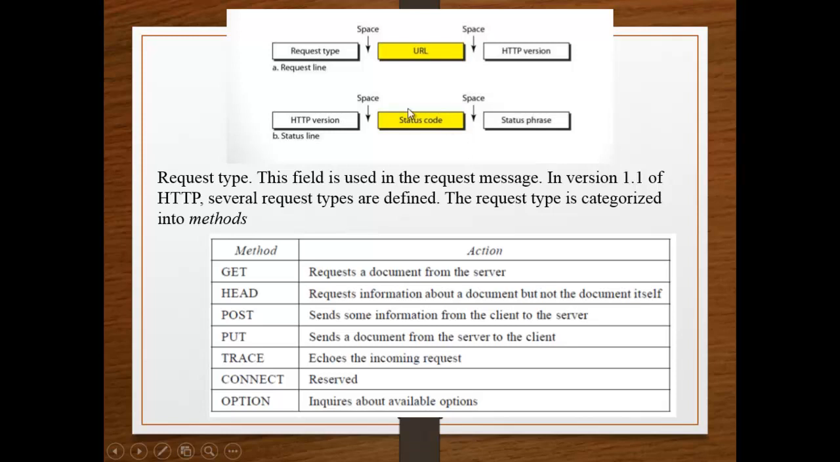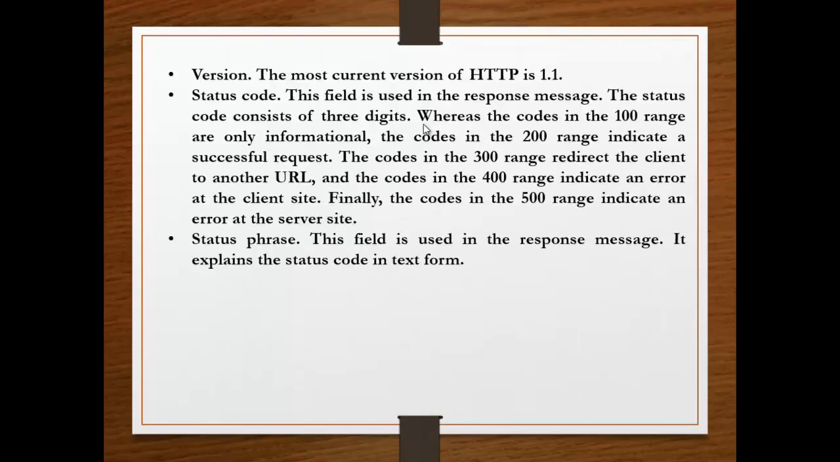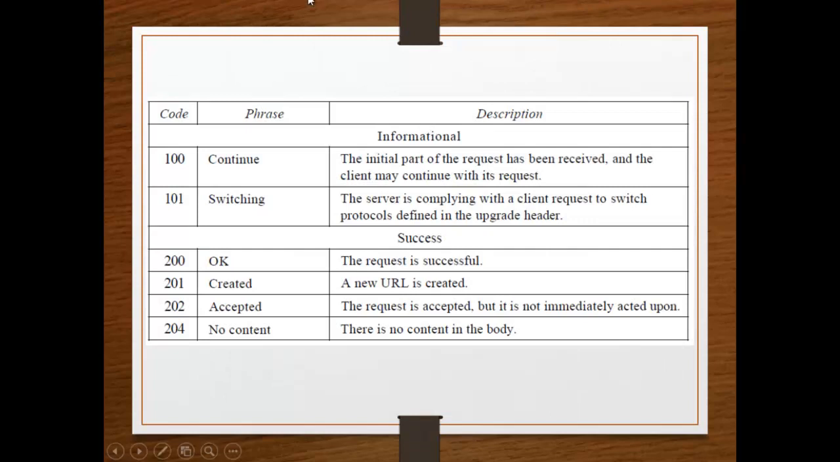There is a relation between status code and status phrase. The status phrase is the information given by the status code by means of a text. The status code is a 3-digit number, similar to your SMTP. These are all the status codes. For every number you have a meaning. The corresponding meaning, the text, is the status phrase, and this is the description. So this is the status code, this is the status phrase.